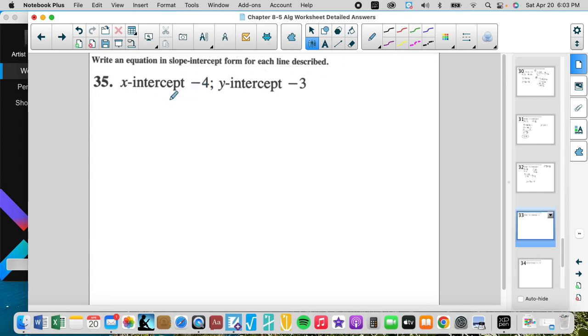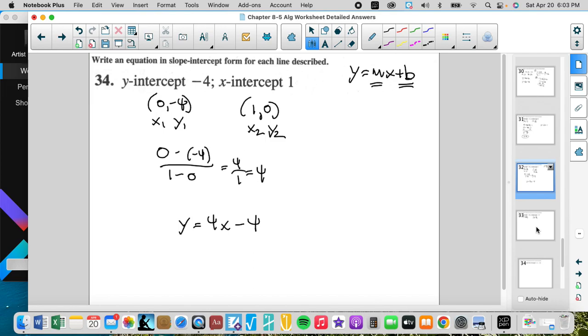I'm going to stick with the x-intercept is -4. Did they just switch that? My y-intercept is 0 and -3. Did they switch the x and y? Yes, they did.